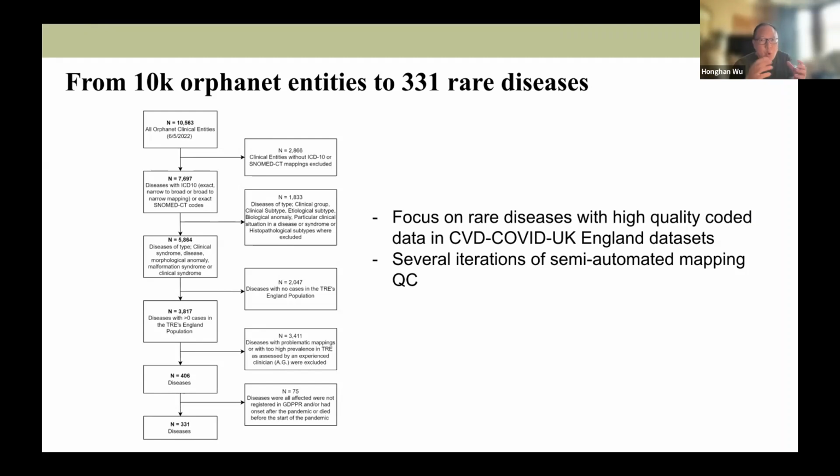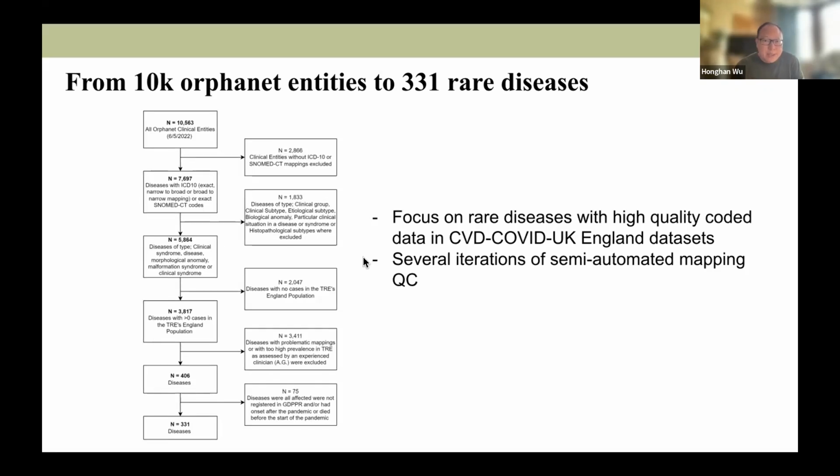So we start with all the Orphanet entities which define the rare diseases, trying to identify those rare diseases which have very good coded data in our English population. You can see in this flow chart how we start with the 10,000 and end up with 331. There are 7 steps at the right-hand side of this flow chart. We exclude a lot.